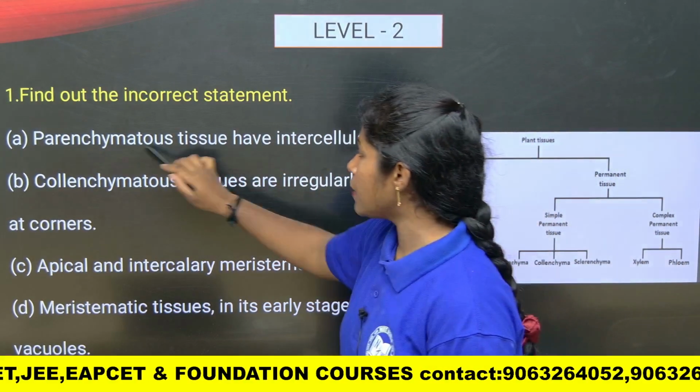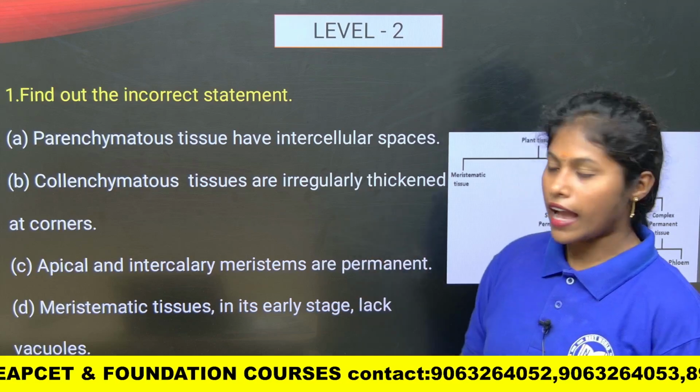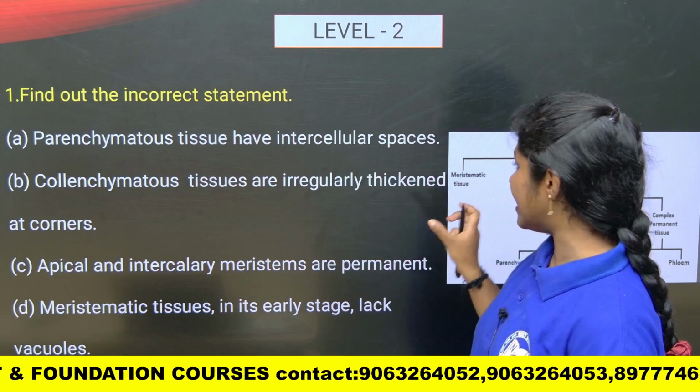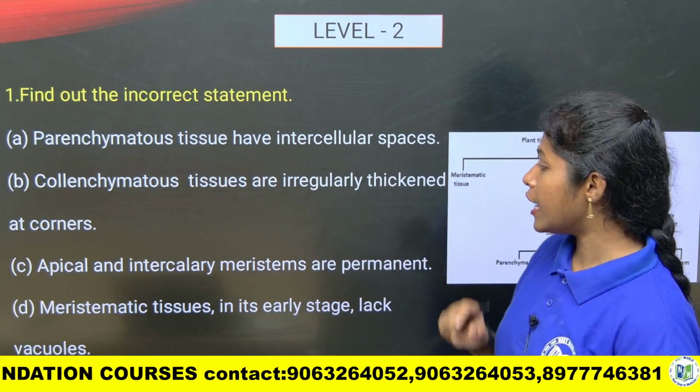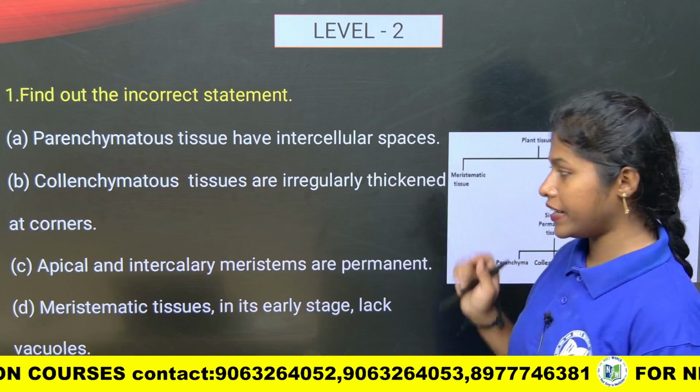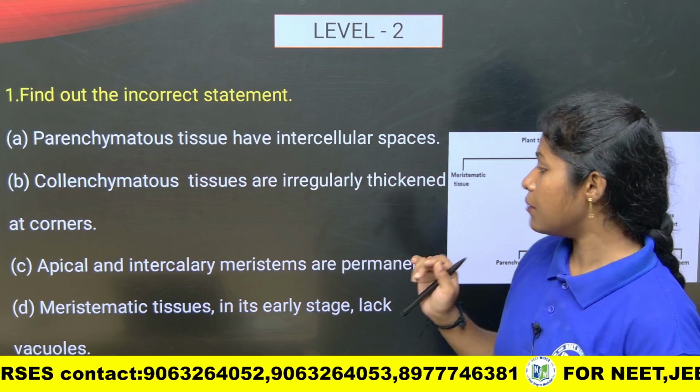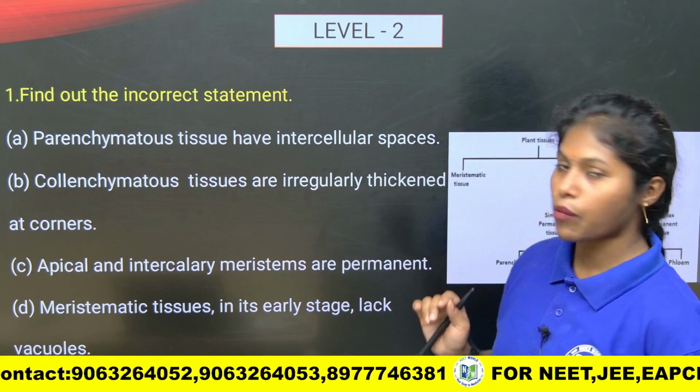So they are saying parenchymatous tissue has intracellular spaces, and collenchymatous tissues are irregularly thickened at corners, and apical and intercalary meristems are permanent. They are saying they are permanent tissues, and meristematic tissues in their early stage lack vacuoles.